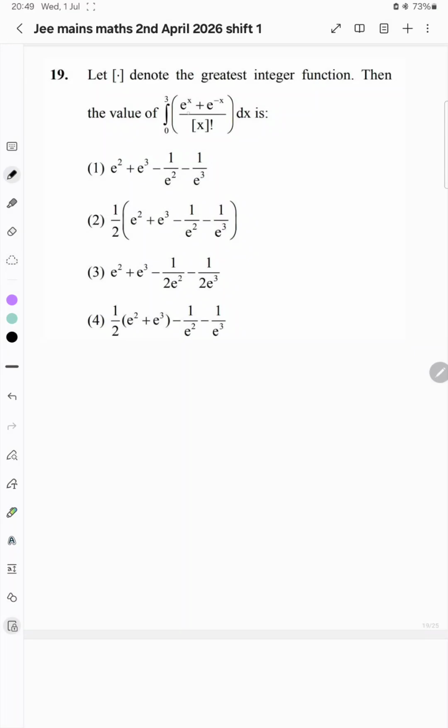Integral 0 to 3 of (e^x + e^(-x)) / [x]! dx, we have to find, where [x] is what here, the greatest integer function, they mentioned clearly. Okay, that to the limits from 0 to 3.